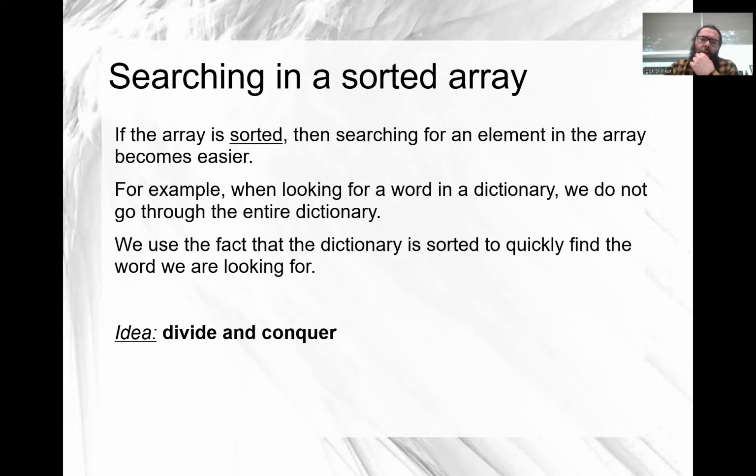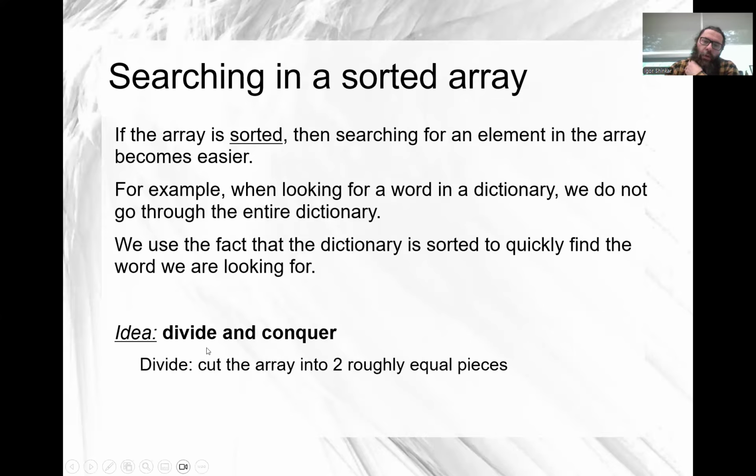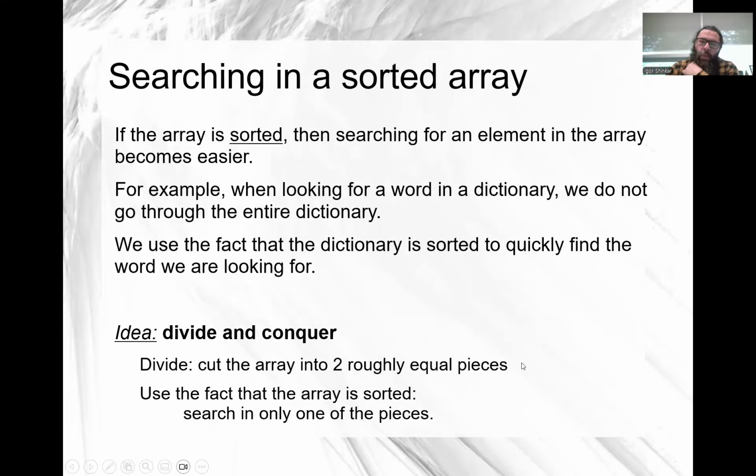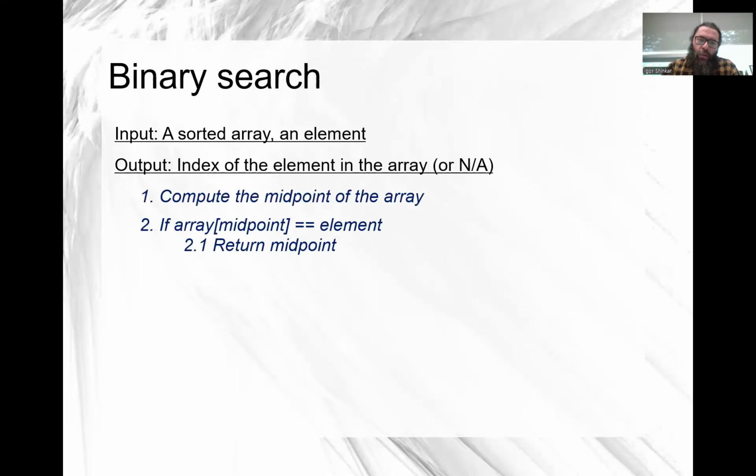So the idea, we'll try to make it into an algorithm. The algorithm is a basic example of divide and conquer. We cut the array into 2 roughly equal pieces. And here's the thing: if the array is sorted, we don't need to search in both parts. Let me try to explain. We get an array of length n. Here's our array, and we look at the midpoint.